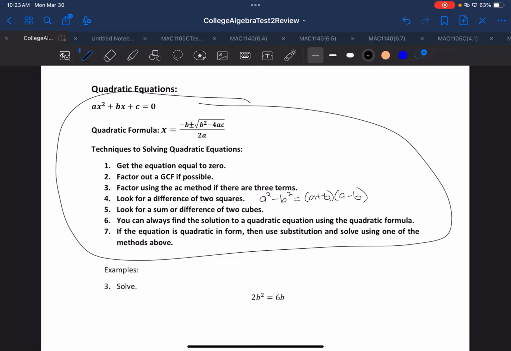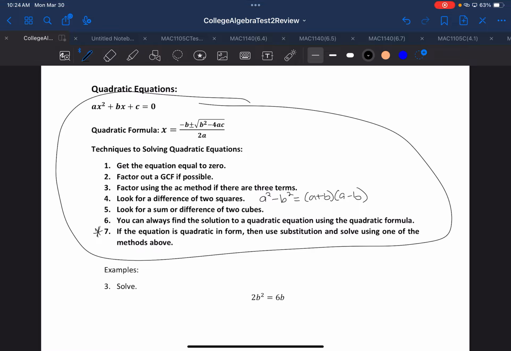Look for sum or difference of 2 cubes. You won't have that on your exam, so you don't have to worry about that one. And then 6, like I said, you can always use the quadratic equation using the quadratic formula. Number 7, you will definitely have one of these on your exam, so make sure you know how to do this.